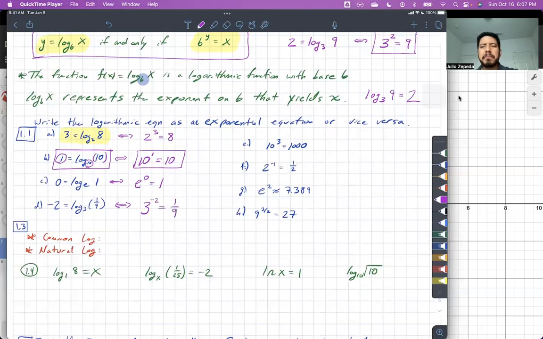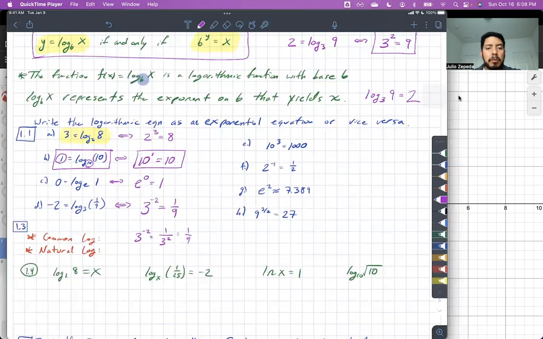So the base of the logarithm, the other side, equals the argument of the logarithm. And the argument is just a word that means what we're plugging into the log. In this case it is 1/9. 3 to the negative 2 equals 1/9. And if you remember your negative exponents, 3 to the negative 2 is just the reciprocal of 3 to the 2. And that's 1/9. So that's also true.